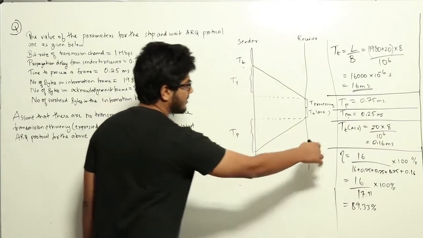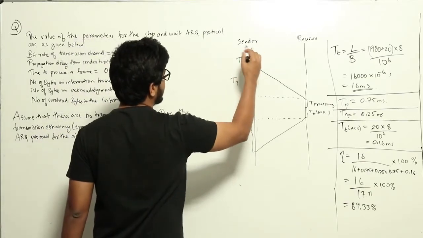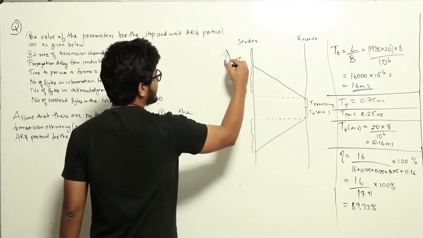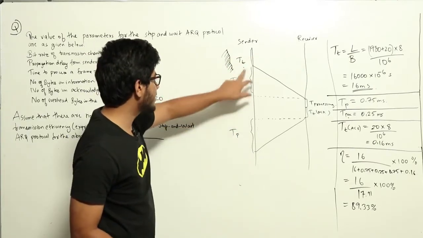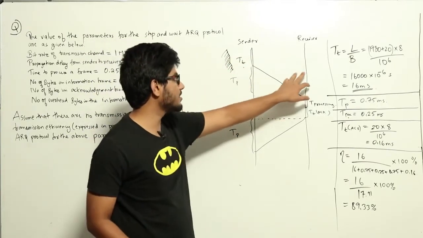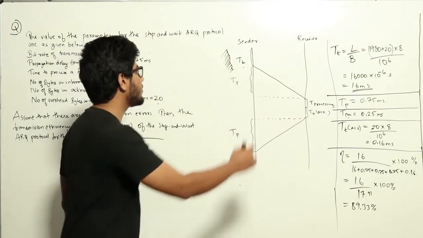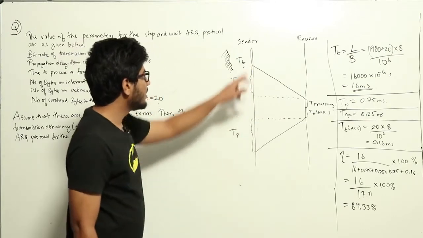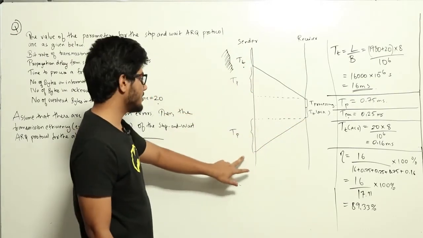Now let's look at efficiency. For efficiency, whatever this T transmission is, only this part we are using to send the packet. The rest of the delays are just useless delays for sending to the receiver and so on. So for stop and wait, the efficiency is given by this T transmission divided by the total time taken for the packet to reach the receiver and then the acknowledgement to come back.